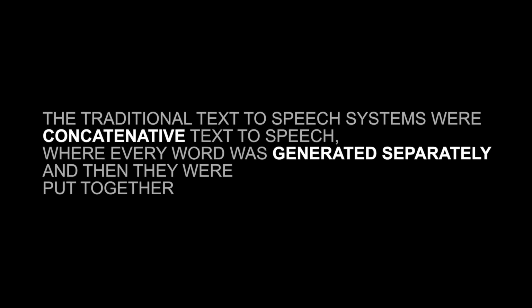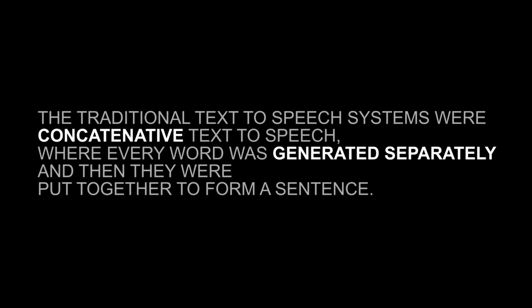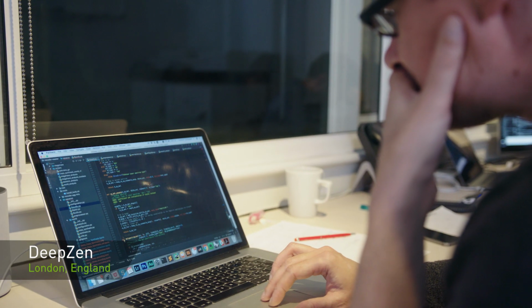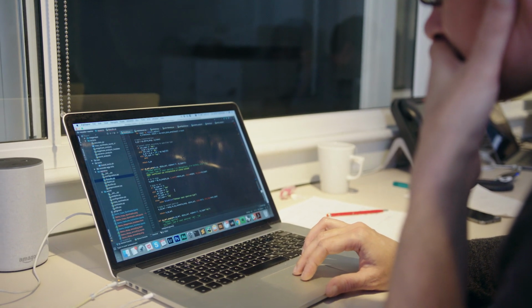The traditional text-to-speech systems were concatenative text-to-speech, where every word was generated separately and then they were put together to form a sentence. Because of that, if you wanted to control the shifts in voices, you couldn't do it, mainly because every word was already pre-generated. This is an example of concatenative text-to-speech, where now neural networks are trying to use different styles, different techniques to learn from actual human voice and then generate a human voice with it.